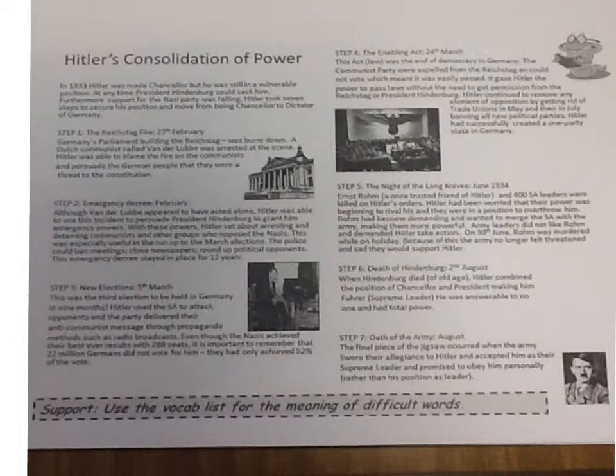Step 7. To show how grateful they were for the removal of Röhm, the final piece of the jigsaw occurred when the army swore their oath of allegiance to Hitler and accepted him as their supreme leader and promised to obey him personally rather than his position as leader. This gave Hitler total control in Germany and made Germany a totalitarian state.